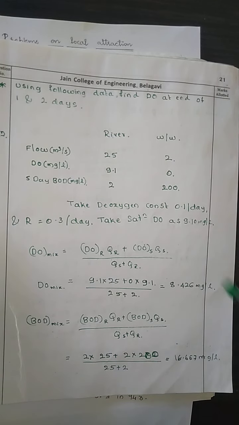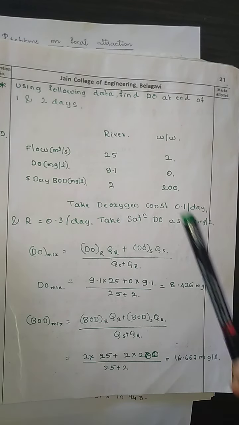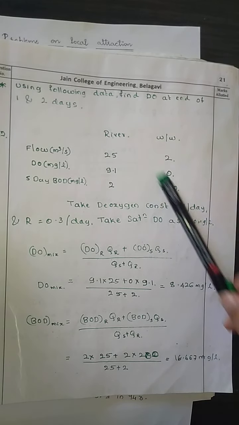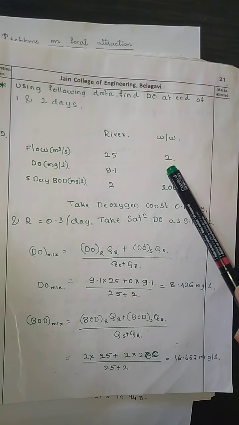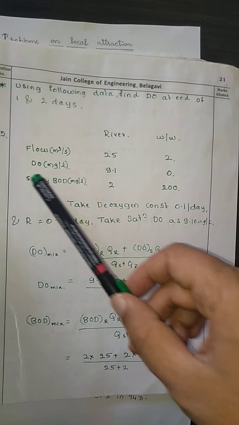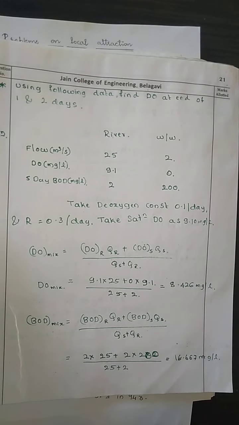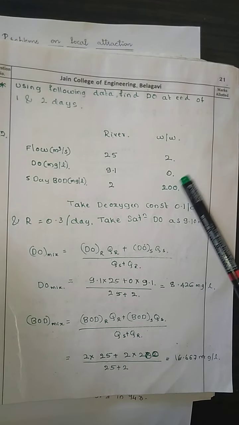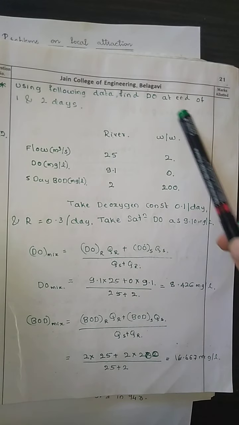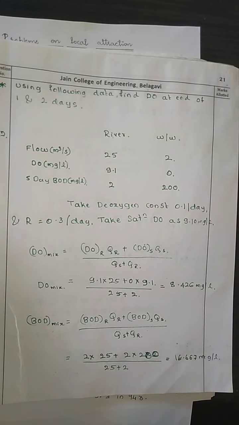Now using the following data, this is the first problem we are going to solve. Using the following data, find the DO at the end of 1 and 2 days. They have given the parameters: the flow of the river is 25 meter cube per second, for the wastewater it is 2 meter cube per second, the DO of the river is 9.1 mg per liter, and the DO of the wastewater is 0 mg per liter. Then the 5-day BOD is 2 mg per liter for the river, and for the wastewater it is 200 mg per liter.